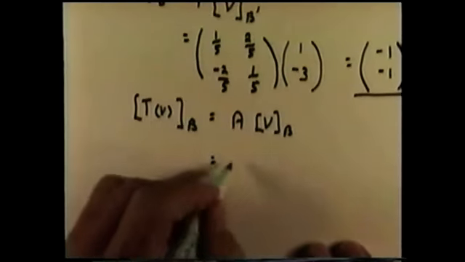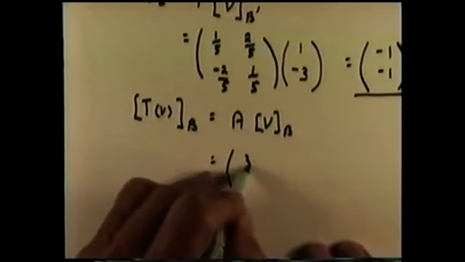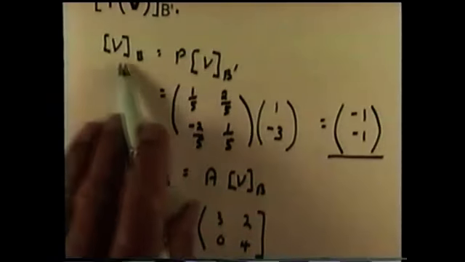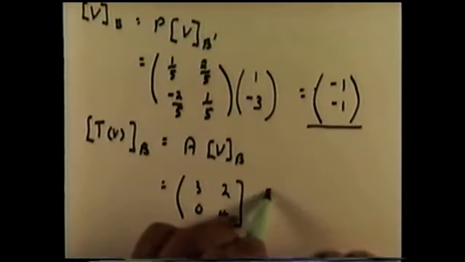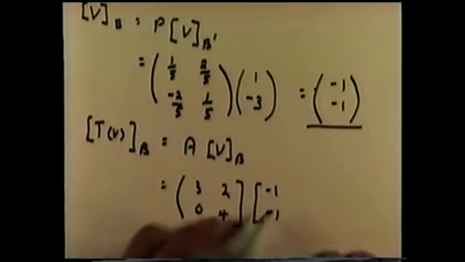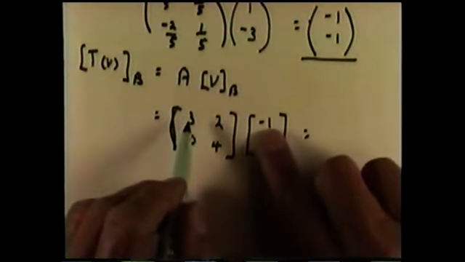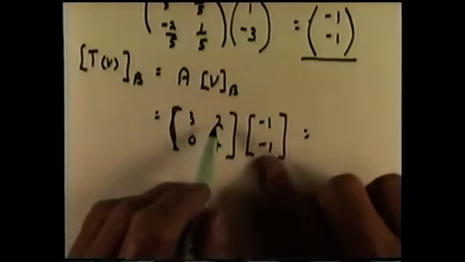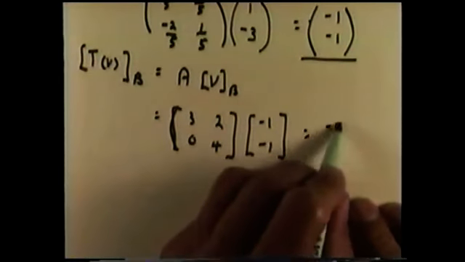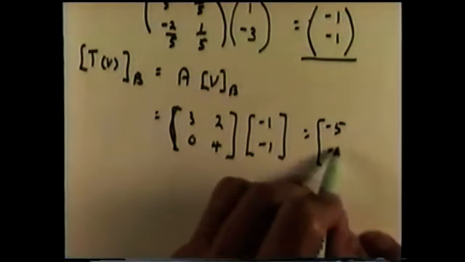Well, if you look back at A, you'll see that was 3, 2, 0, 4. We've just calculated the coordinates of V with respect to B. So that would be -1, -1. So then that's going to be negative 3 minus 2 is negative 5, negative 4.